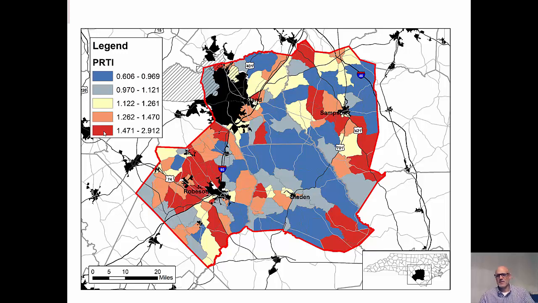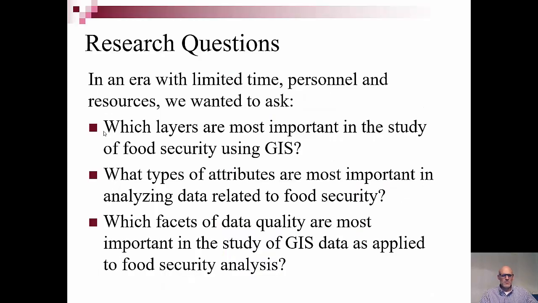So it's computationally expensive, but we only do these computations once. So these are some of the things that we try to do here with this analysis. With our research questions, in a limited area, with limited time, personnel, and resources, we really wanted to ask the GIS user community what layers are the most important in the study of food security using GIS, and what type of attributes are most important.